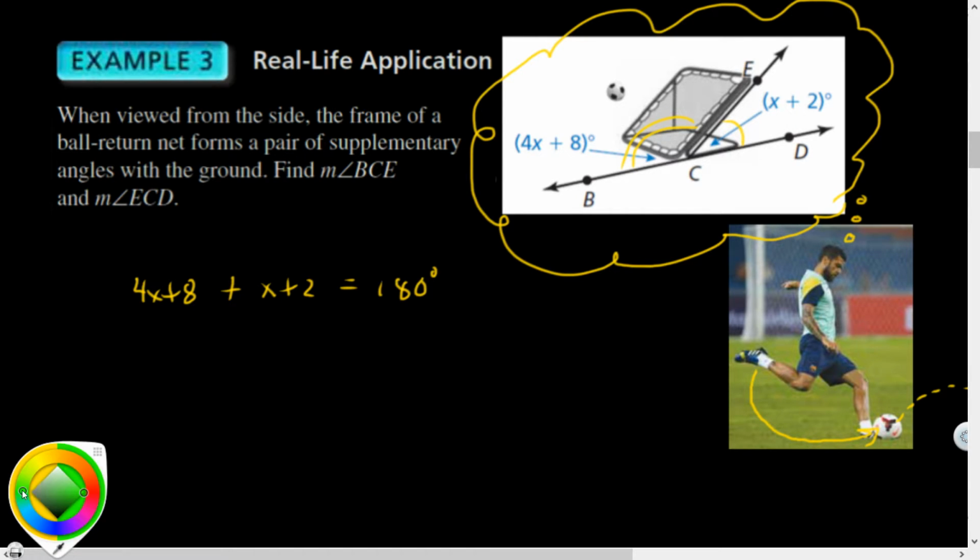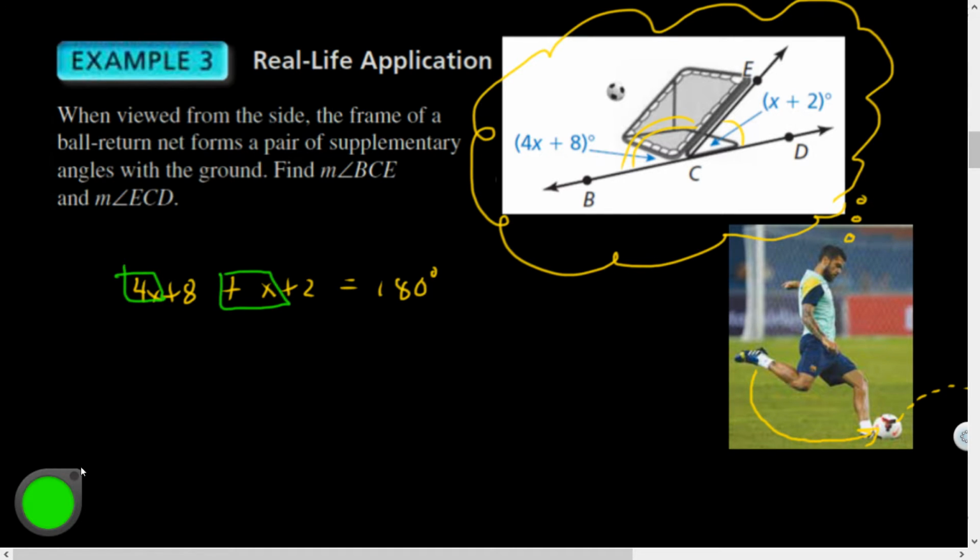So here we go. Combine like terms. 4x plus x, those are friends. We've got 8 plus 2, those are friends. Combine them. 4x plus 1x is 5x. 8 plus 2 is 10. Equals 180. Subtract 10 from both sides. 5x is equal to 170. Divide both sides by 5. X is equal to 17 times 2, 34.